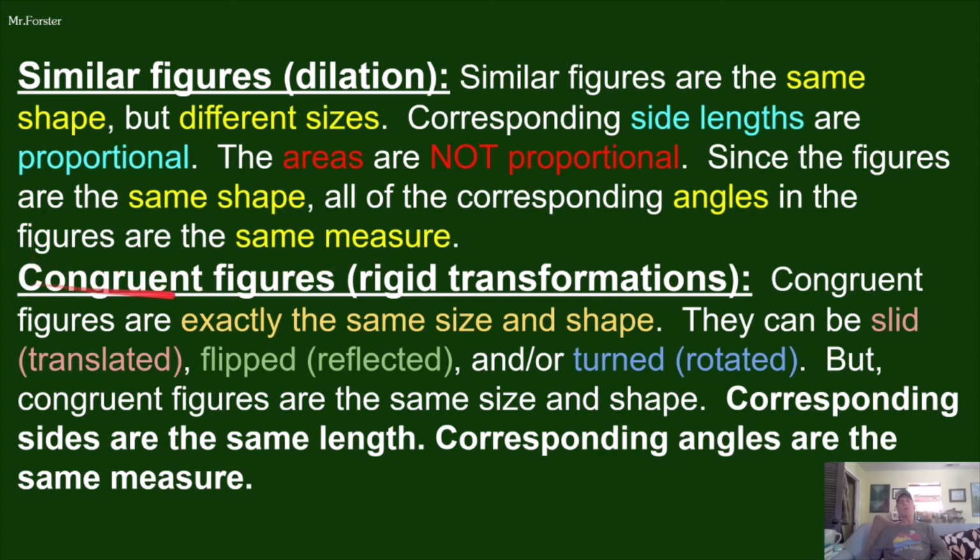And then congruent figures, which we didn't talk about this time, but we did talk about in class about rigid transformations. That comes before dilations. And there are three types of rigid transformations, but they give you congruent figures, exactly the same size and shape. And well, how are they transformed? Well, they're either slid, we call that translated, or flipped over, we call that reflected, or turned somehow, we call that rotated. But the congruent figures are still the same size and shape, and so the corresponding sides are exactly the same length, and the corresponding angles are the same measure also, just like the similar figures, because the figures are what we call congruent. They're the same size and shape. They've just been changed a little bit.